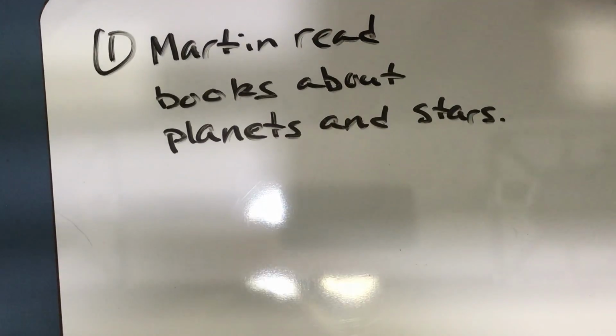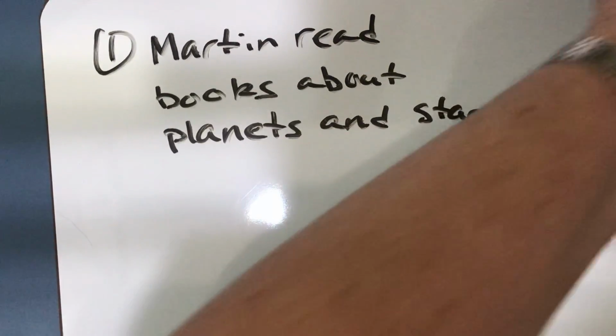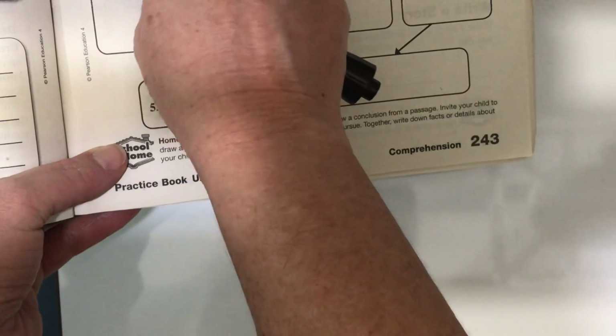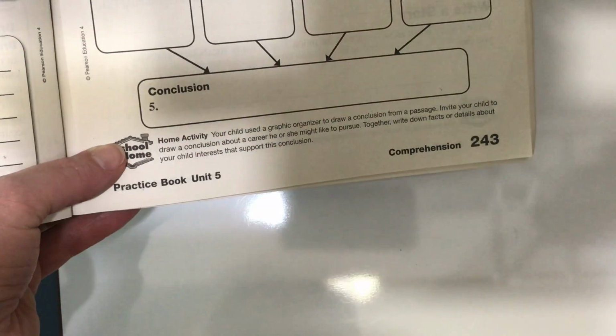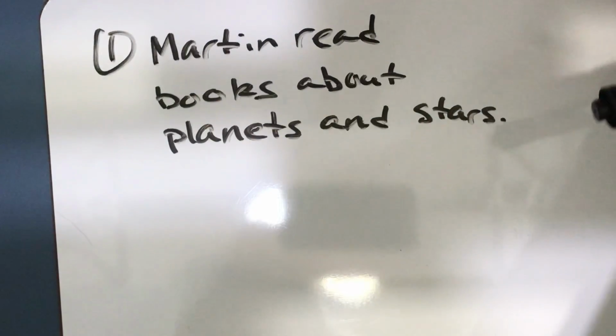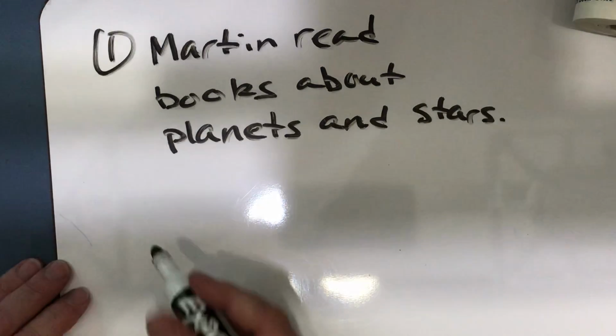So we need to find out another fact or detail about Martin before drawing a conclusion. So we can read about his bedroom. The ceiling and walls of Martin's bedroom were covered with stars. Martin made sure the plastic stars were placed in their proper constellations. So we know that Martin arranged plastic stars in his bedroom into constellations.